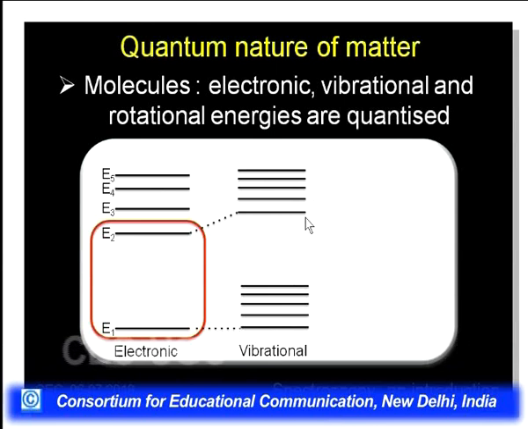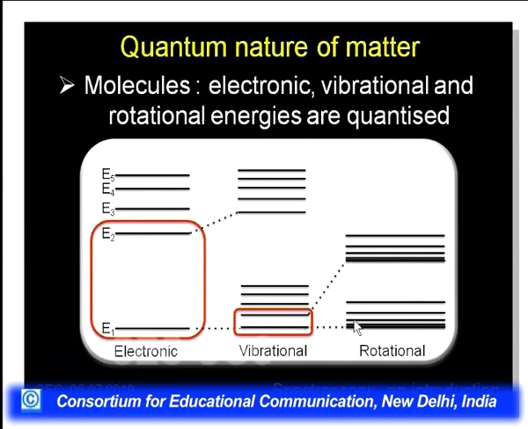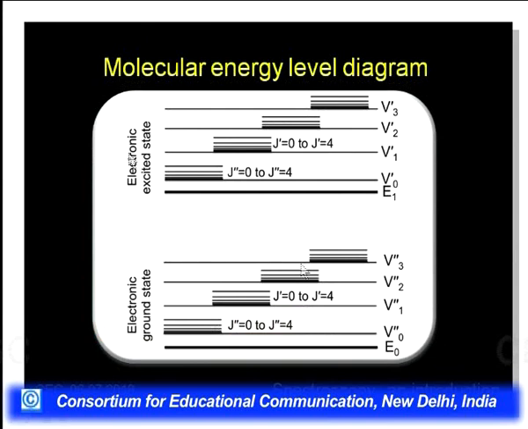Okay. If you go further down here, you find that for a given vibration energy level, there are rotation energy levels which are quantized. What you can see here is that the electronic energy levels are far apart, whereas vibration energy levels are relatively closer and rotational energy levels are still closer. If you put the three things together, we get an energy level diagram which looks like this. What do we have here?